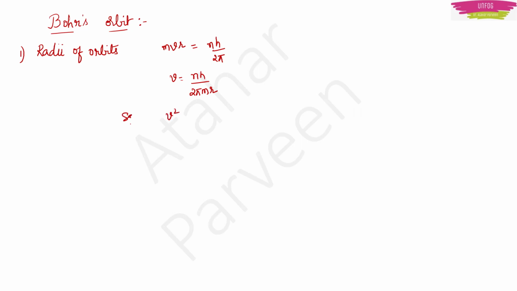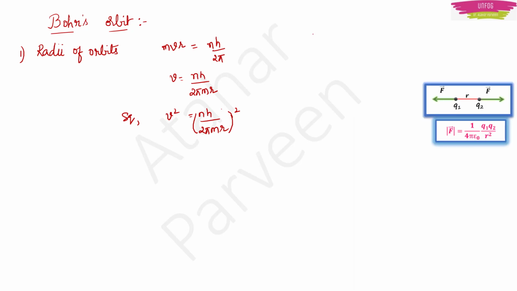If I square both sides, v square is equal to (nh upon 2 pi mr) whole square, right? Now let us recall the Coulomb force between two electrons. We said that F is equal to K Q1 Q2 upon R square, where K is 1 by 4 pi epsilon naught. But Q1 is nothing but the charge of the electron, and Q2 is also the charge of the electron. So we can write F is equal to 1 upon 4 pi epsilon naught into E square upon R square.